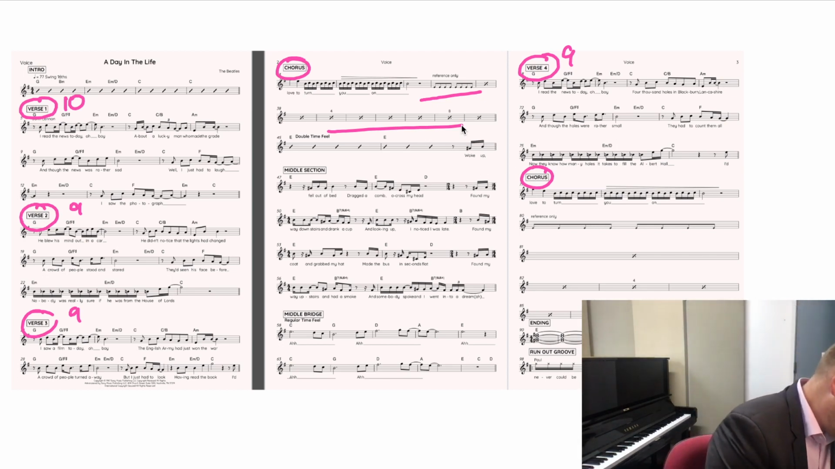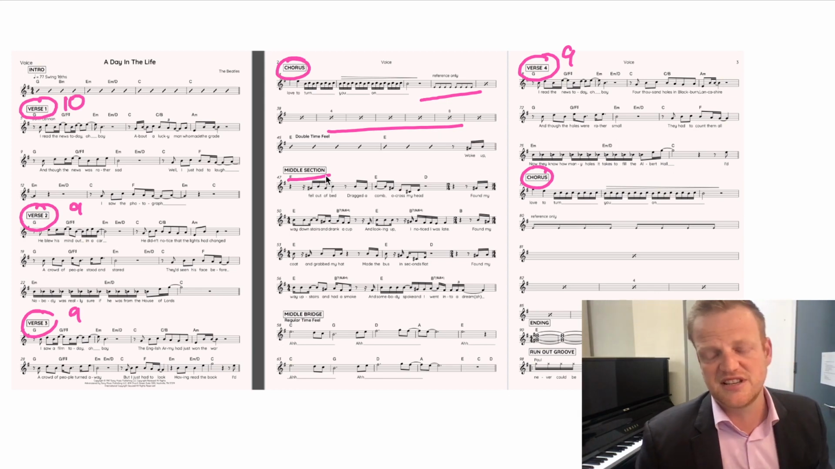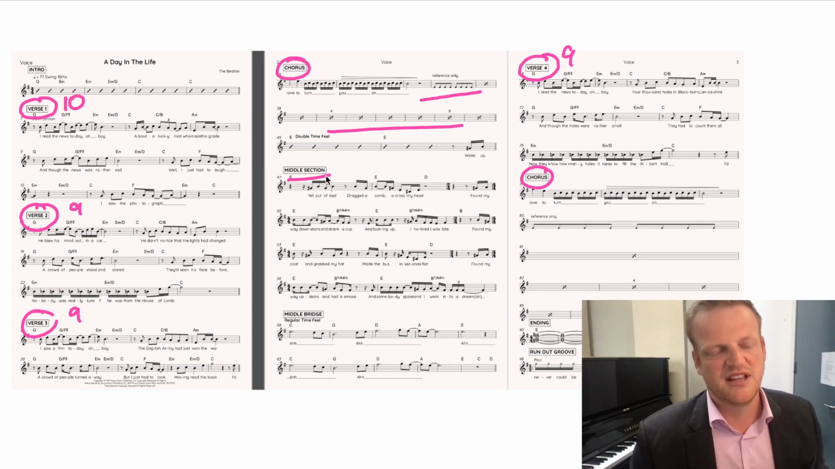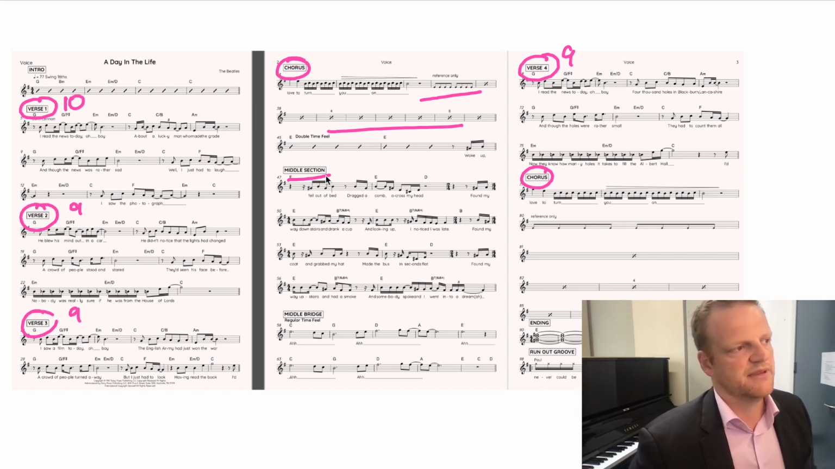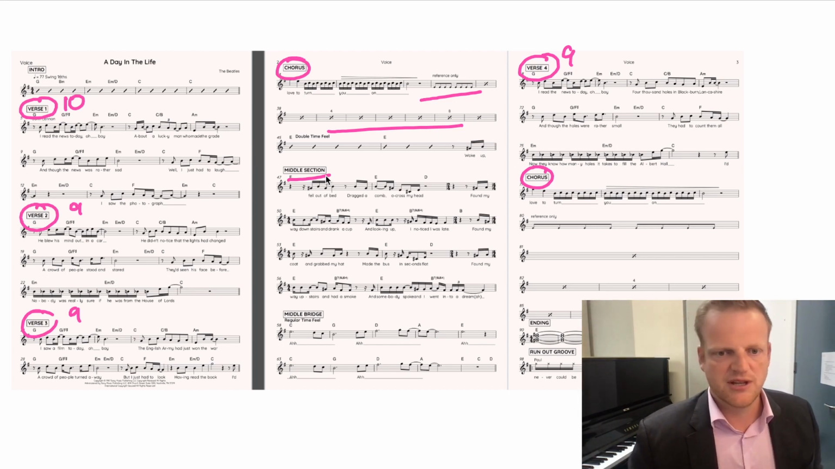Okay, and then we get to the middle section. The middle section is in a different key. We don't really call it a bridge because it's in a different key. It's sung by a different person. It's done in a different feel. It's quite a different section. It's got very little relation to what happened before. So I think in general it's called a middle section rather than a bridge.